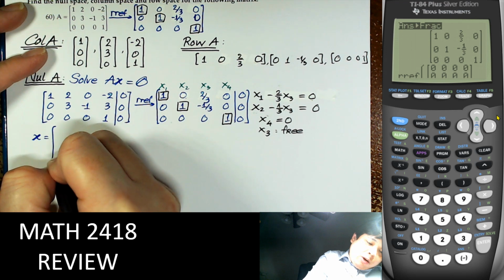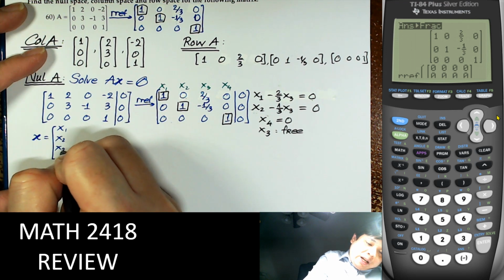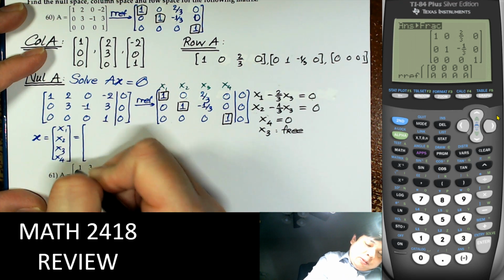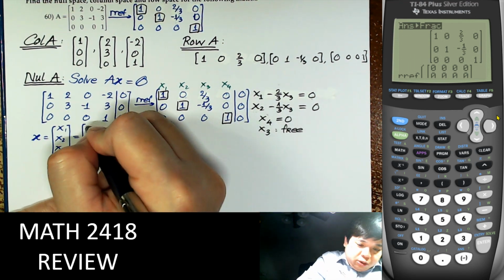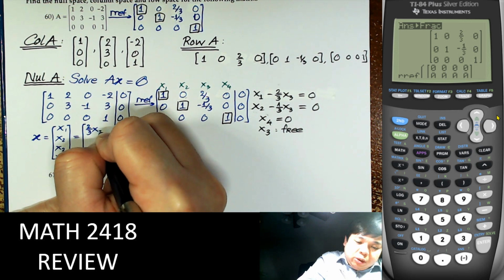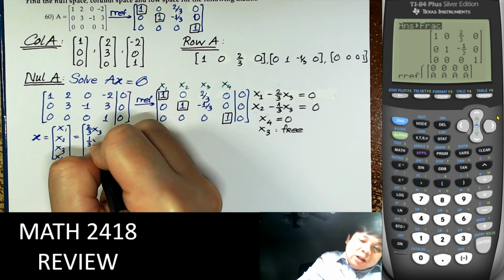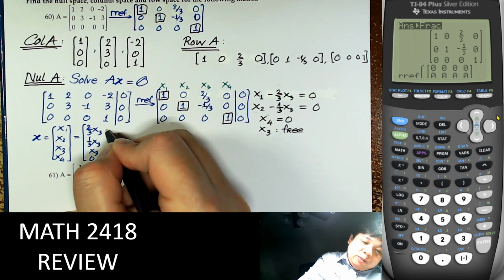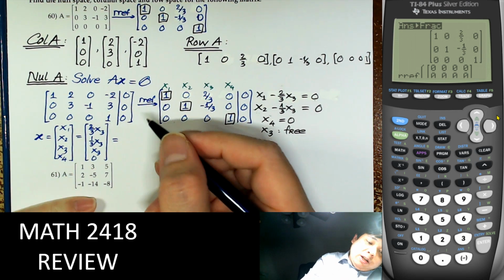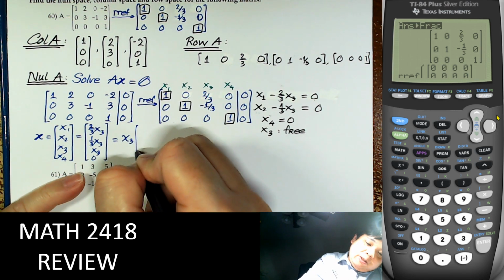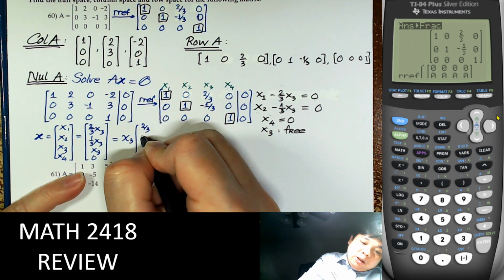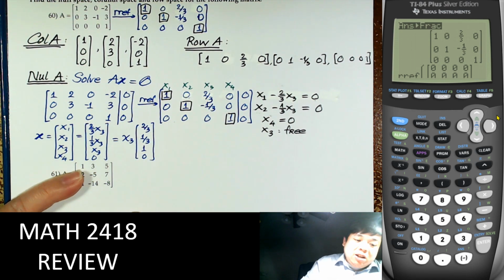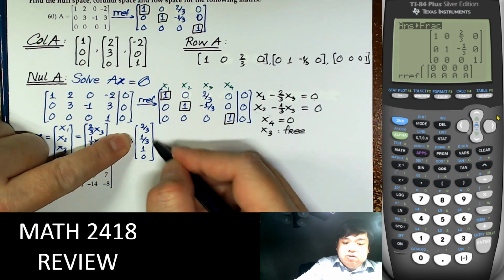X equal to x1, x2, x3, and x4. x1 is 2/3, x2 is 1/3, x3 is x3, and x4 is 0. So if you factor out the x3, we have 2/3, 1/3, 1, and 0. So the basis for the null space of A is this vector here.